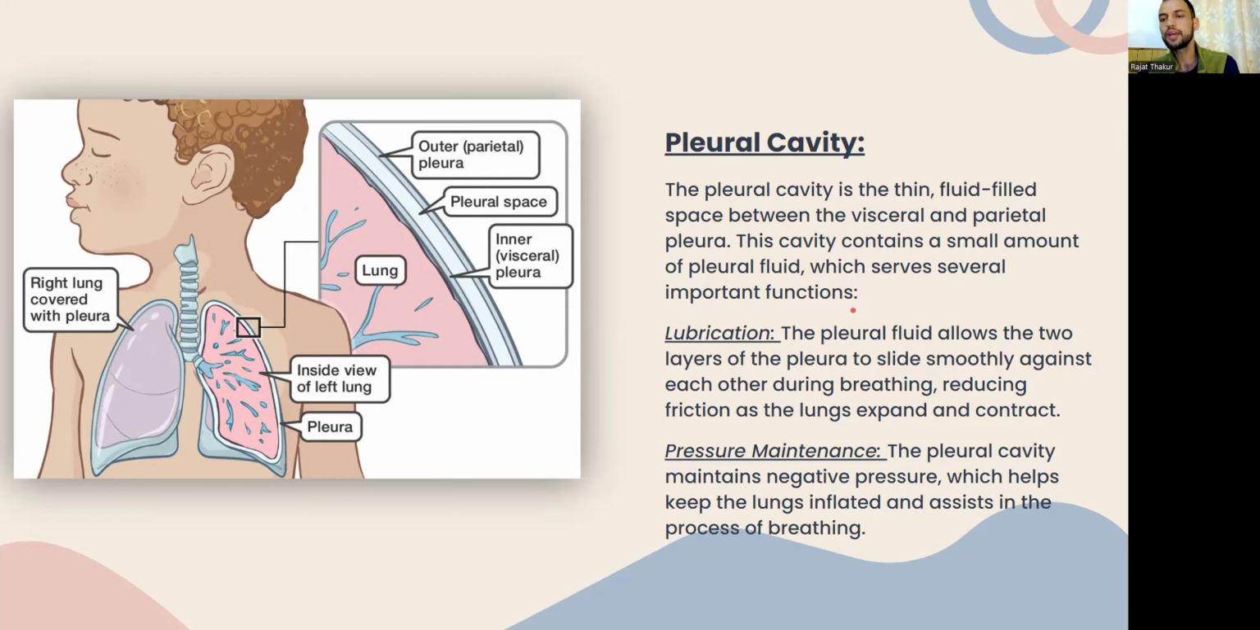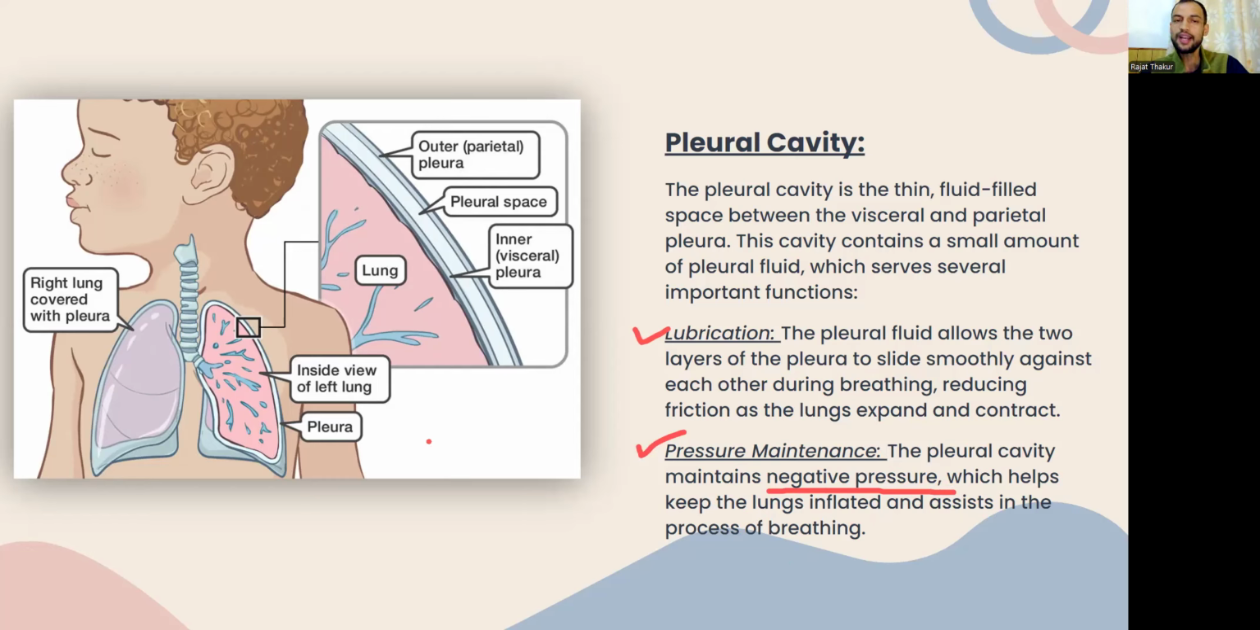So the role of the pleural cavity is to secrete a fluid, the pleural fluid, which works as a lubrication. The pleural fluid allows the two layers of the pleura to slide against each other smoothly as we breathe, reducing the friction as the lungs expand and contract. Then it also does something very, very important, which is pressure maintenance. The pleural cavity maintains a negative pressure. We will see why negative pressure, why not positive pressure, which helps keep the lungs inflated and assists in the process of breathing. Let's see what we are talking about.